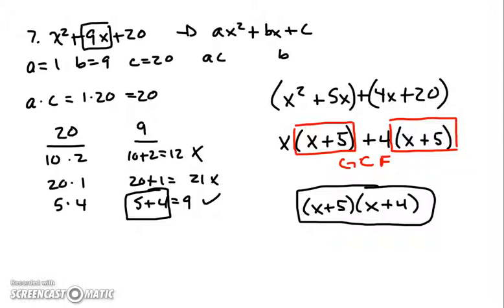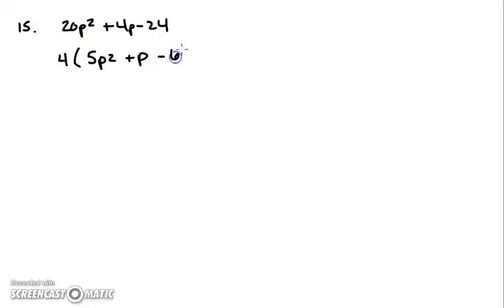Alright, the last type of factoring we're going to do is actually the same type of stuff. If you look at number 15, it says 20p squared plus 4p minus 24. Now, we want to start with a greatest common factor, see if we have that first. So 20, 4, and 24, we can divide all of that stuff by 4. So we factor out a 4. 20 divided by 4 is 5p squared. 4 divided by 4 is 1p. 24 divided by 4 is going to give us a negative 6.